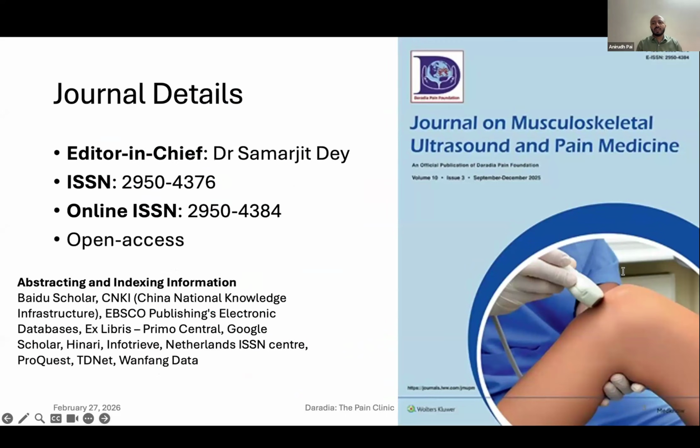This study was published in an open access indexed journal, that is the Journal of Musculoskeletal Ultrasound and Pain Medicine. This is the official publication of Daradia Pain Foundation, and it is under the editorial leadership of Dr. Samarjit Dey. It is indexed in major databases like EBSCO, ProQuest, CNKI, and others.